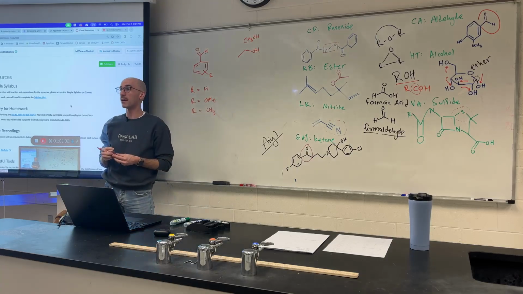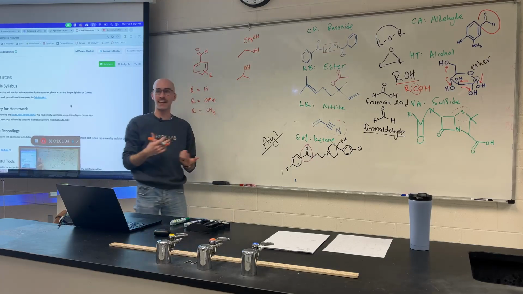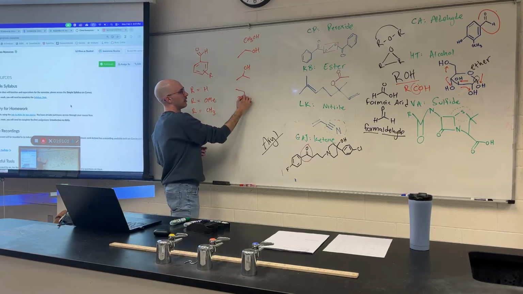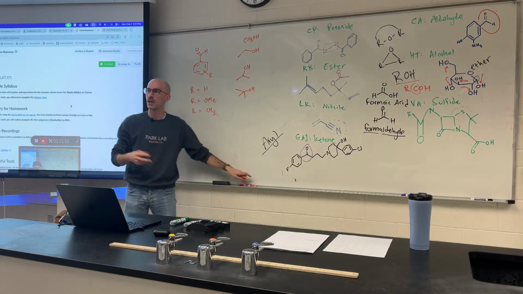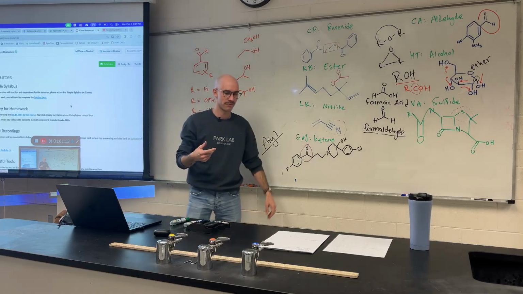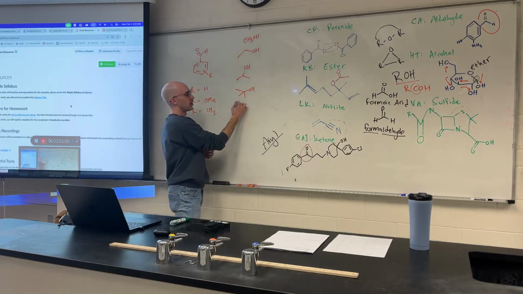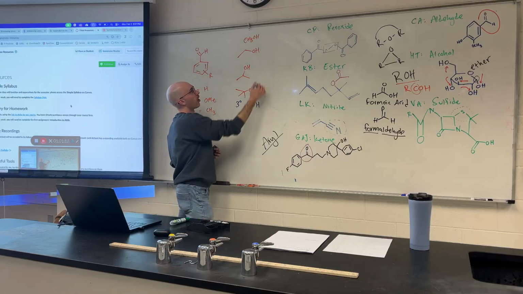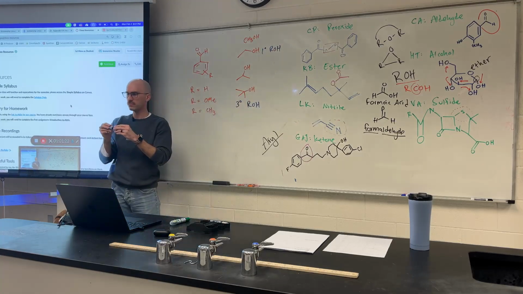Ethanol is a primary alcohol. Isopropanol is a secondary alcohol. Butanol is a tertiary alcohol. We can start combining these different regiochemistry terms. Tertiary alcohol, primary alcohol.